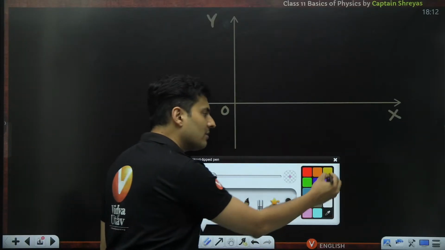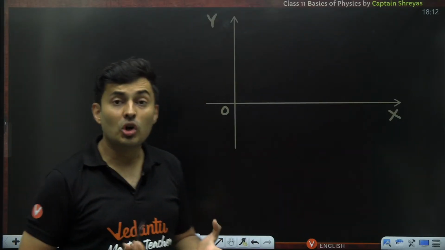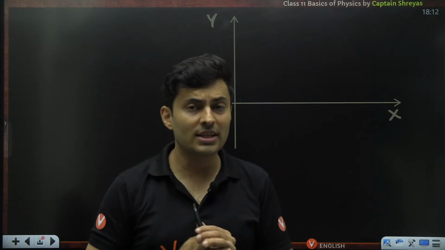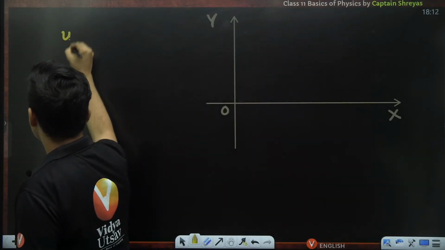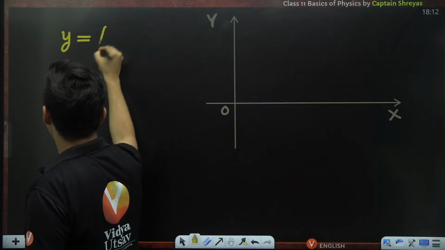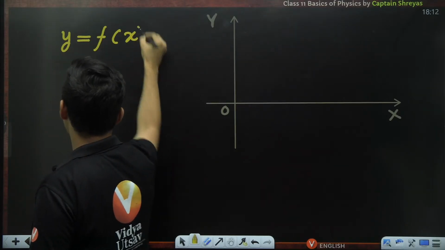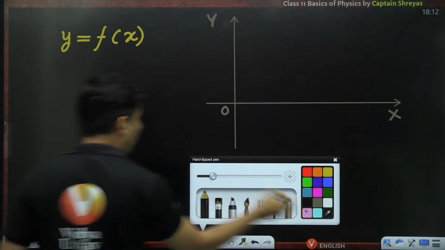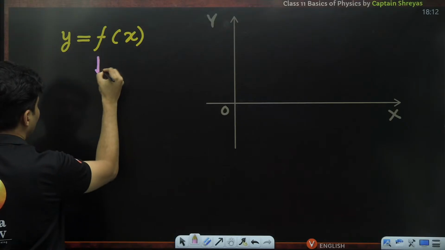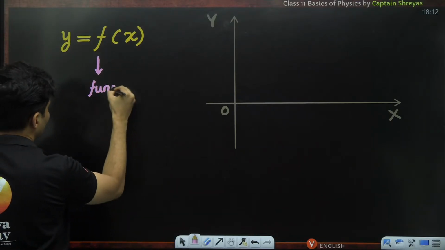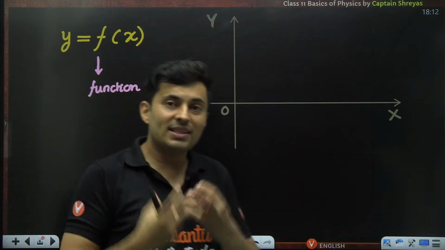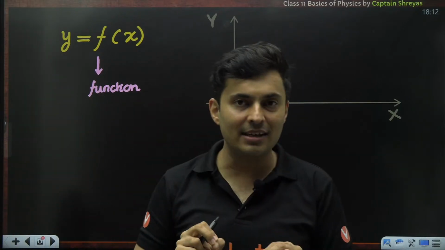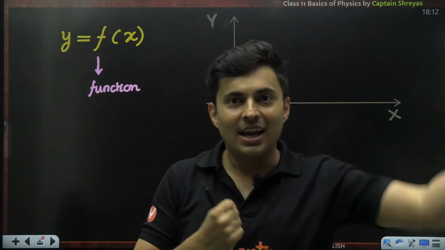So this input output is also sometimes called a function. What is it called? A function. So usually you will see in maths, you write it like this: y is f of x. This f over here is a function. What is the meaning of function? It processes whatever you give as the input, and gives the output.